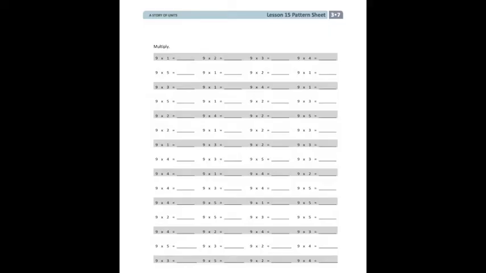Now go ahead and get your pattern sheet out, and when you're ready, you can go on and start the 2-minute timer of the video. So pause it until you get your paper, and then when you're ready, you can press play again and it will go on.